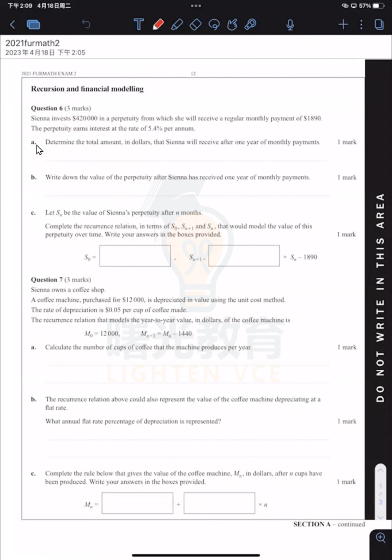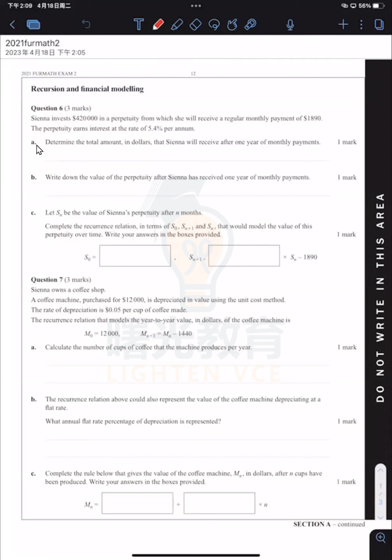In this question, we're going to pass through how we deal with number patterns, the sequence, specifically the recursion relations, and also how to use the financial solver in our CAS to work out the question. That is very, very important.